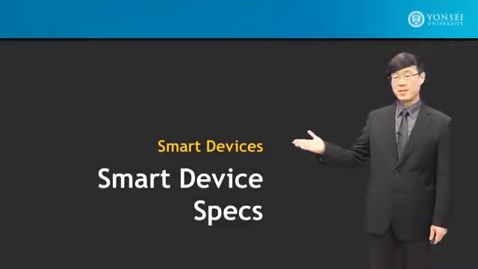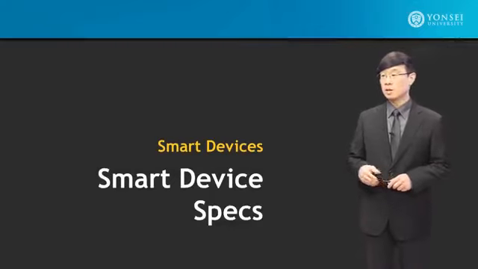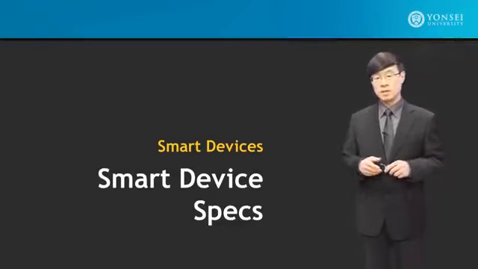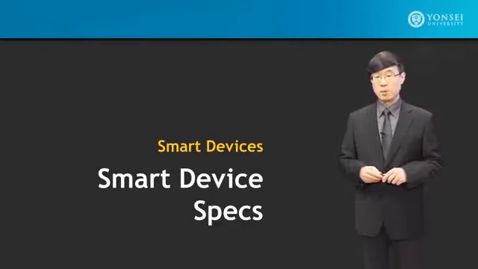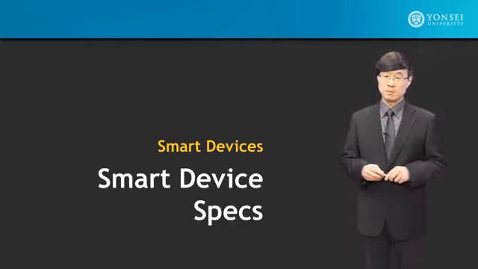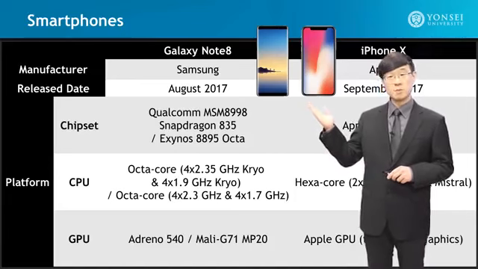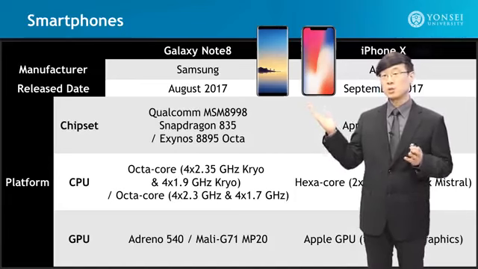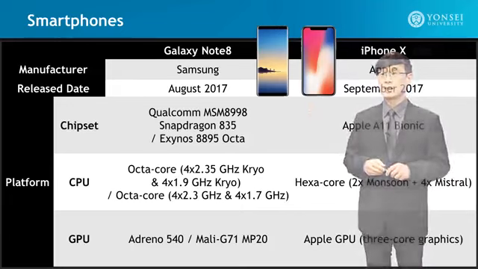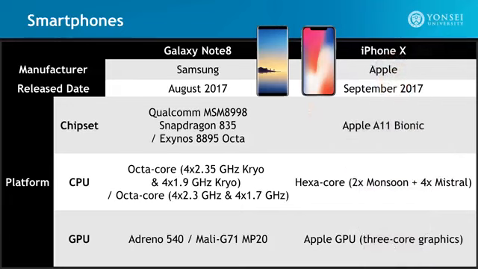Smart devices. In this module, we will focus on smart device specifications first, and then go over all the details of smart devices, which we will focus on smartphones and smartwatches. Beginning with smartphones, we will focus on two device types. One is the Samsung Galaxy Note 8, and the other one is the iPhone X.